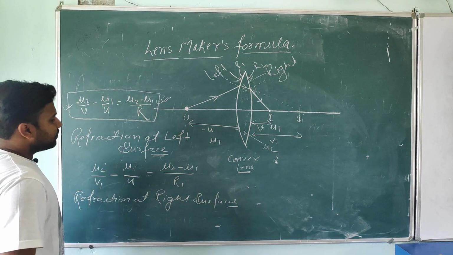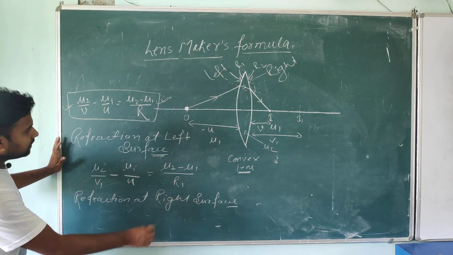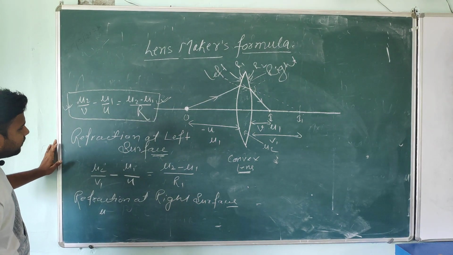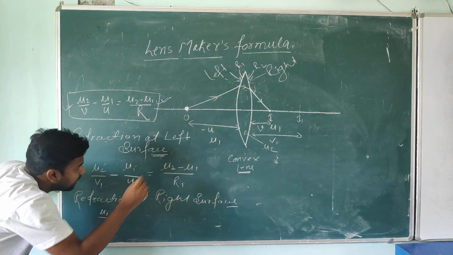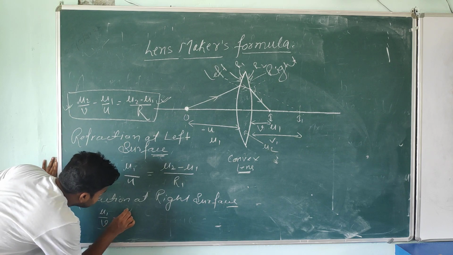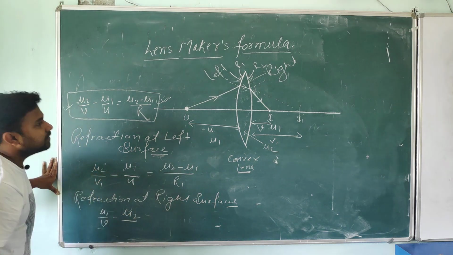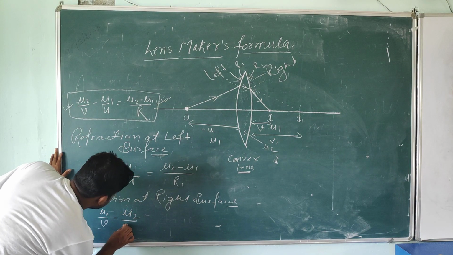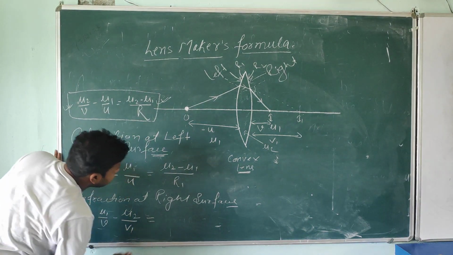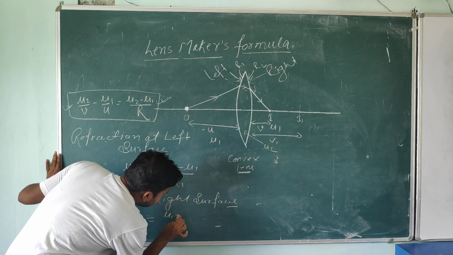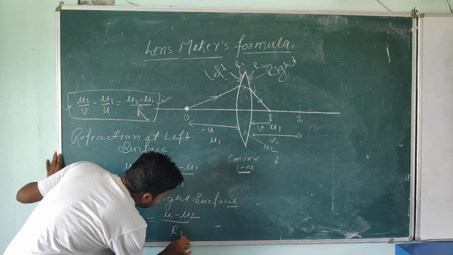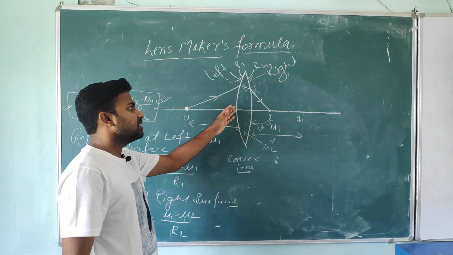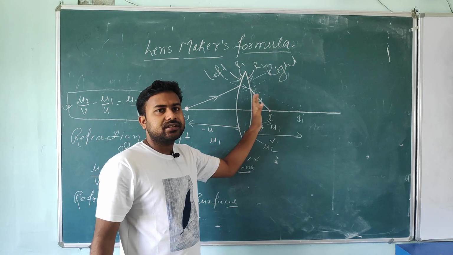So now what can we write here? We can write mu1 divided by V minus mu2 divided by V1 is equal to mu1 minus mu2 divided by R2. It's in the denser medium, that's why I am writing mu2. Look at this, students, why am I doing this? Because here the refraction is happening from rare to denser, and here it's denser to rare.